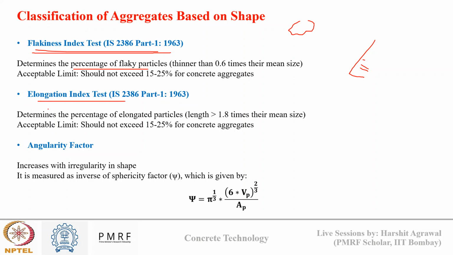Okay, then similarly there is elongation index of aggregate, okay, which can help us to determine the percentage of elongated particles. Okay, and there is angularity factor, okay, which can tell us how much angular my aggregates are. Okay, so these three factors help us to determine the shape of aggregate.